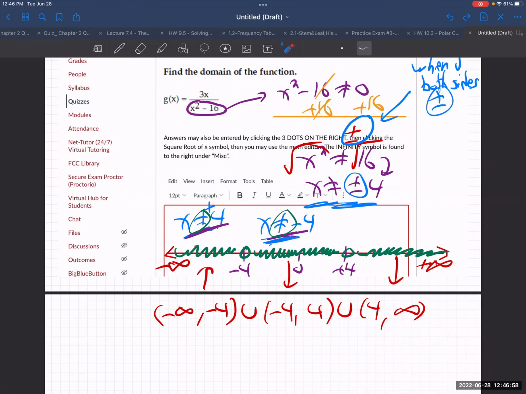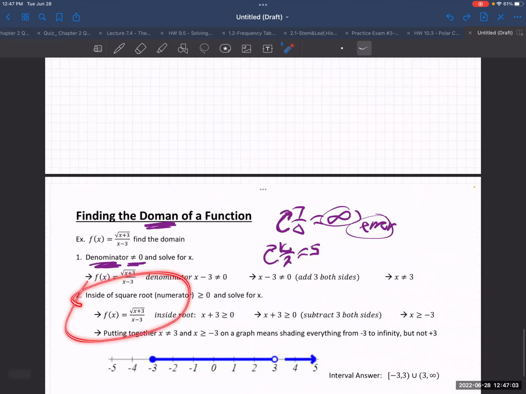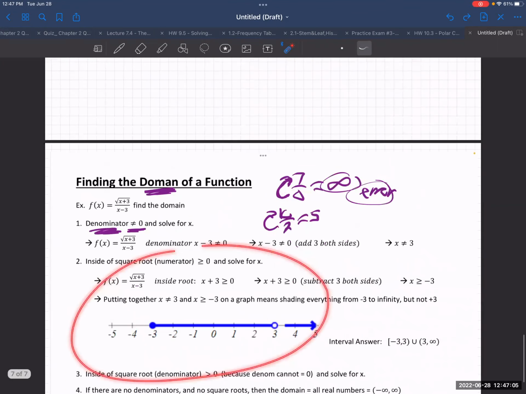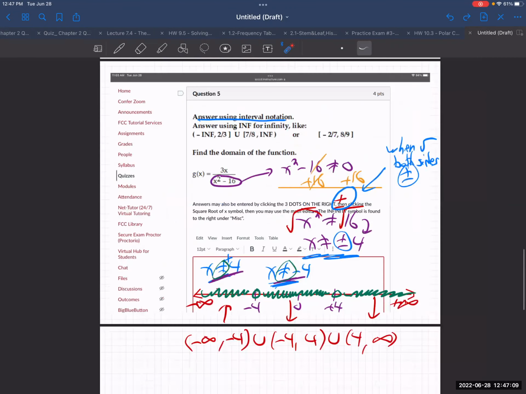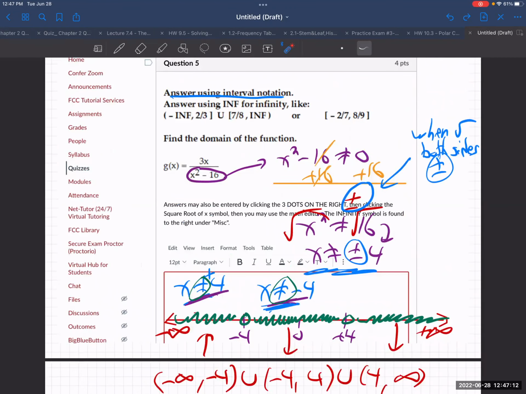There are different domain questions, right? We had ones with square roots, like it says down here. There's a whole different thing we did with square roots. We had those in the practice exam. We had those in the homework. Make sure you go back and know those. Don't just memorize this and think you're good for the retake exam. It's not going to be just like this.